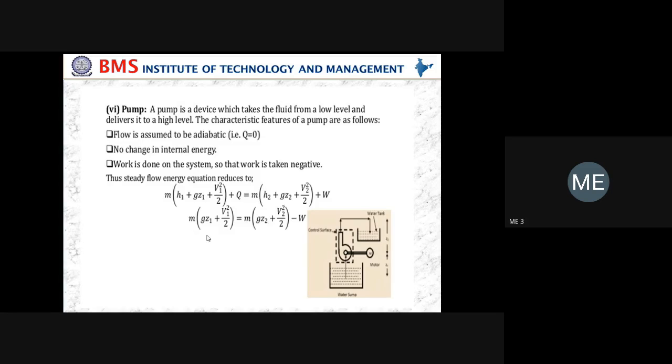So gz1 plus V1 square by 2 equals gz2 plus V2 square by 2 minus the work term. That's the expression for the pump.